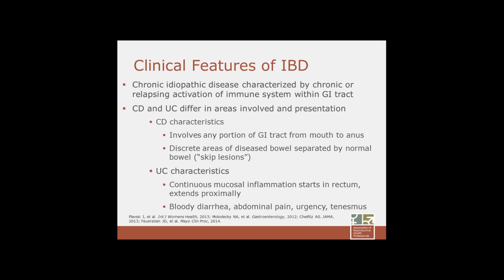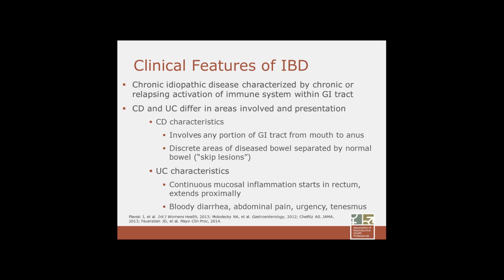Crohn's disease characteristically does involve any portion of the GI tract from mouth to anus, and there are discrete areas of diseased bowel separated by completely normal bowel. Crohn's is predominantly in the small intestine in 2/3 of patients and isolated to the colon in 1/3 of patients. And very importantly, Crohn's involves all layers of the bowel wall, whereas ulcerative colitis is mucosal or superficial inflammation, always starting in the rectum and extending proximally.